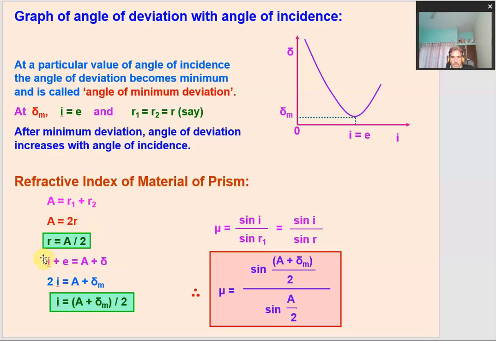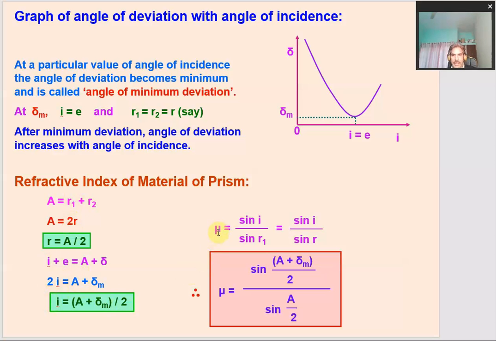Also from the prism formula, I and E are equal, so we use I in place of E here, and it is A plus delta. Delta is nothing but the minimum angle of deviation, so we write it as delta M. From here we write 2I, because I and E are equal, so I becomes equal to A plus delta M divided by 2. Now we have the angle of refraction and the angle of incidence.